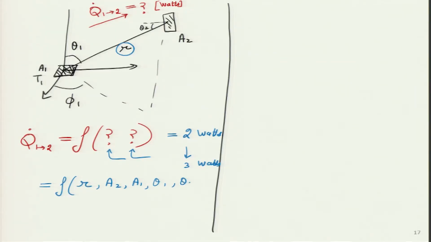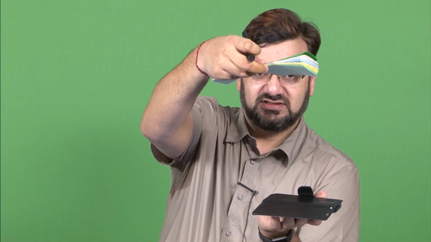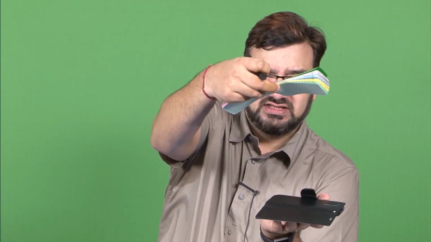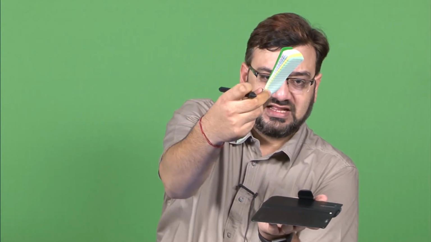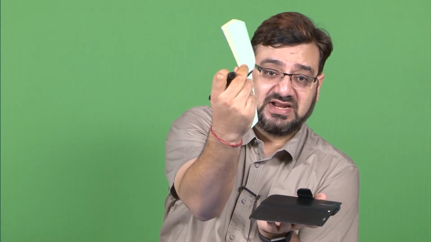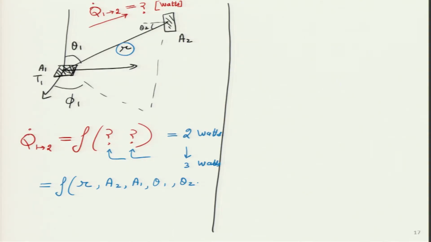It may also depend on theta 2. How? We go back to this particular thing. Even if I make theta 1 equal to 0, if it is like this surface, theta 2 can also vary, right? If theta 2 is, let us say, 45 degrees, then the amount of energy hitting this white surface will be less. If it becomes 90 degrees, then it will be 0. If theta 2 is 0 degrees, then it will be maximum, which means it will also be a function of theta 2.